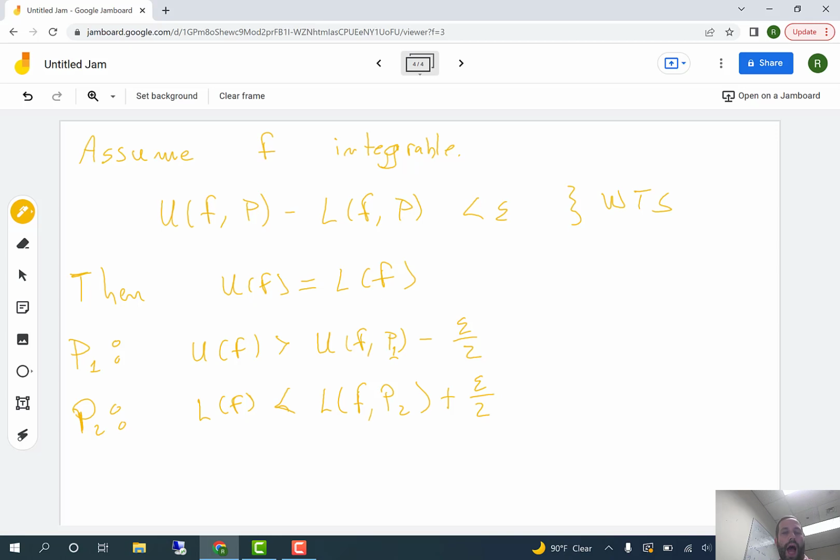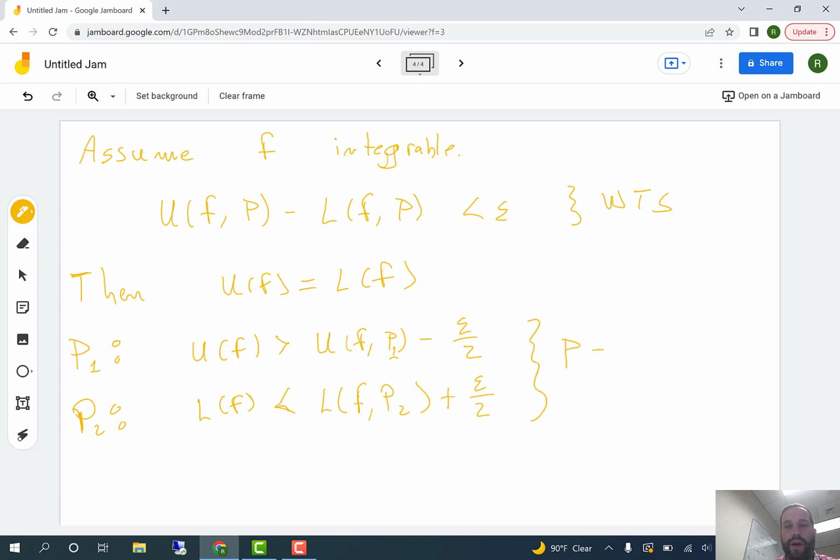Okay, so again, I know that I can find a P1 and P2 that does this. Let's just look at the P1 argument again. What I'm doing is finding a partition P1 that gets me within epsilon over 2 of U(f), and since U(f) is defined to be the infimum of the U(f,P)'s, I know I can do that. This is the principle that we've seen in the class from the very beginning. And similarly with P2.